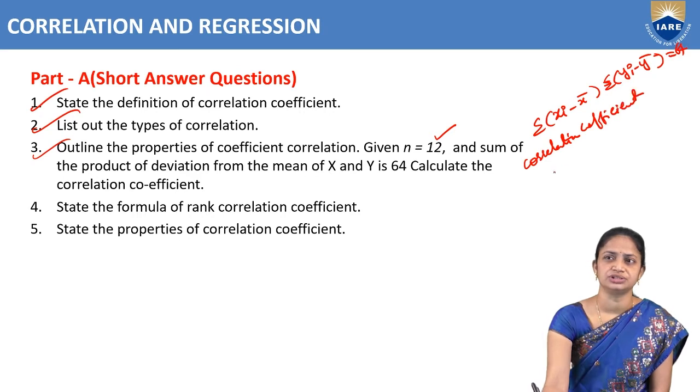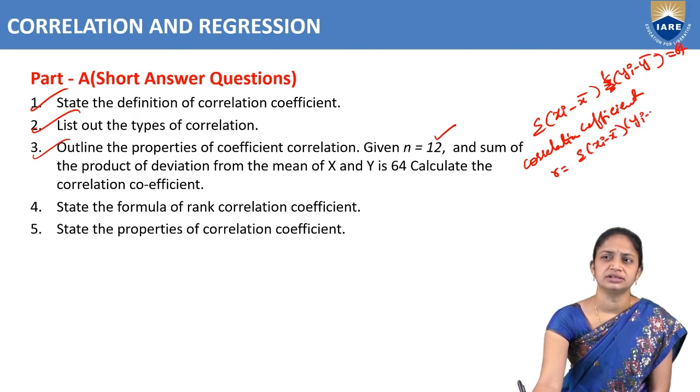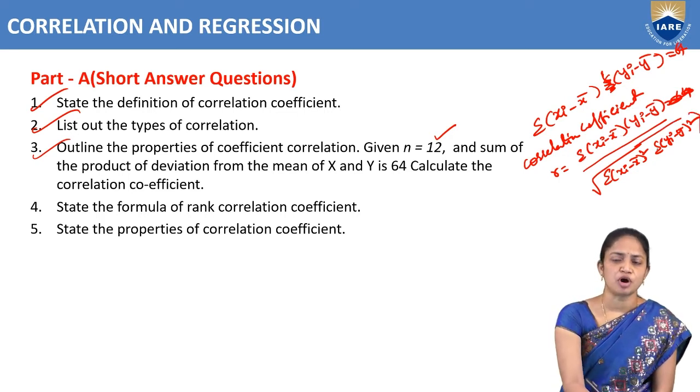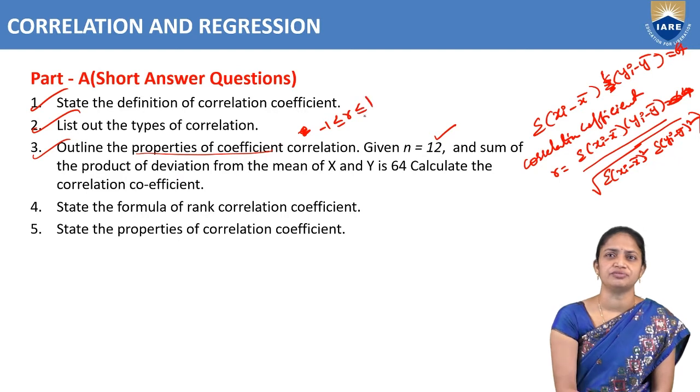According to our formula, the correlation coefficient is denoted with r, that is equal to summation (xi minus x bar)(yi minus y bar), which is 64, divided by under root of summation (xi minus x bar) whole square into summation (yi minus y bar) whole square. By using this, we can find the correlation coefficient r. And the property of correlation coefficient is that r always lies between minus 1 and 1, that means minus 1 less than or equal to r less than or equal to 1.